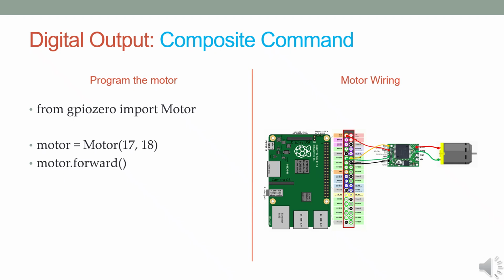This approach offers several advantages. It is intuitive, reduces the number of code lines, and allows the developer to focus on the logic of the project rather than the intricacies of hardware control. However, the abstraction may be limiting in highly customized or unconventional motor control setups where direct pin manipulation is required. For most standard applications, though, composite commands strike an excellent balance between simplicity and functionality, making them a practical choice for controlling motors in Raspberry Pi projects.